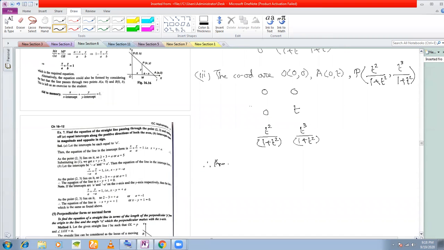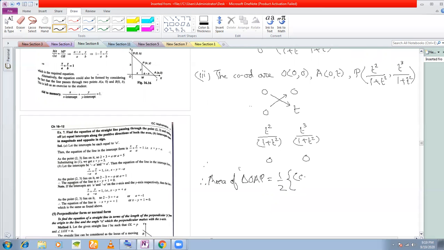Therefore, the area of triangle OAP is equal to half. As I told you, to find the area you multiply these: 0 into t, you get 0, minus 0 into 0. So 0 minus 0 is the first one. Next plus. And I forgot one thing: you need to write the coordinates 0, 0 once again here. Therefore, the area of triangle OAP is equal to half.